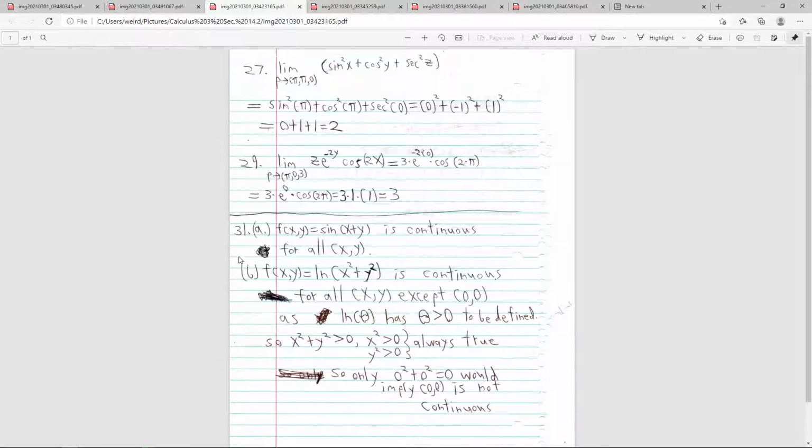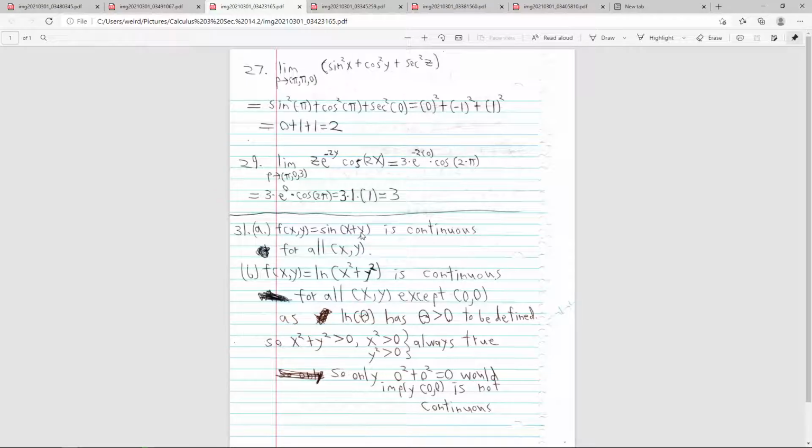So now we just do a couple continuity problems. That's it for this section. So f of xy equals sine of x plus y is continuous for all x and y. I'm just going to state what these functions are continuous for and show the work accompanying it. So this one, I think that's pretty obvious.